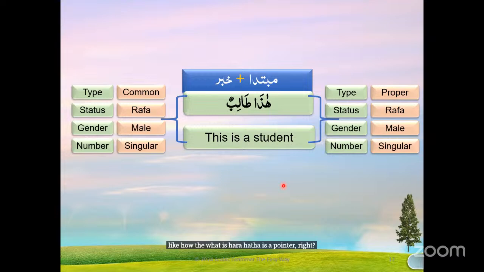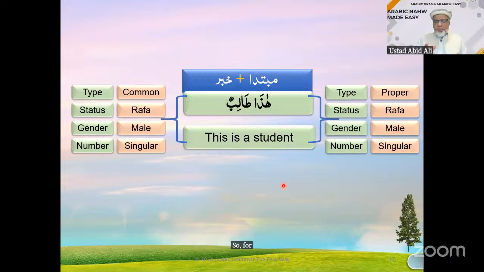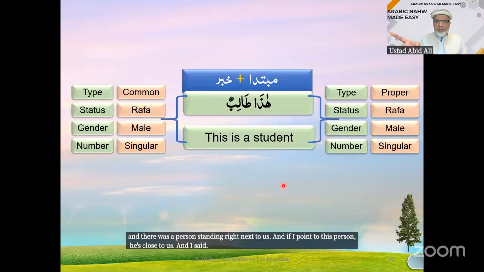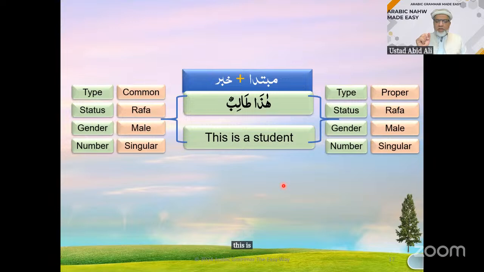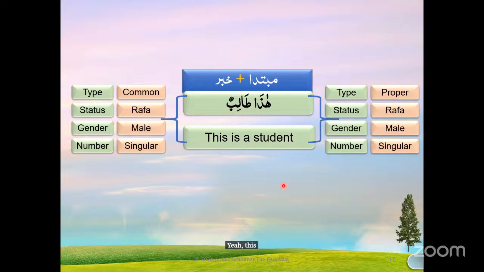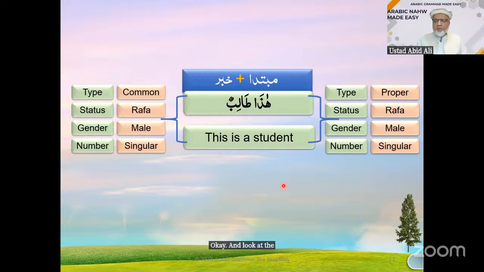Hada is this. So, for example, if I was standing with you and there was a person standing right next to us, and if I point to this person, he's close to us, and I say, this is a student. Isn't that a complete sentence? Yeah, this is a complete sentence. And look at the formula. It's right in front of you.